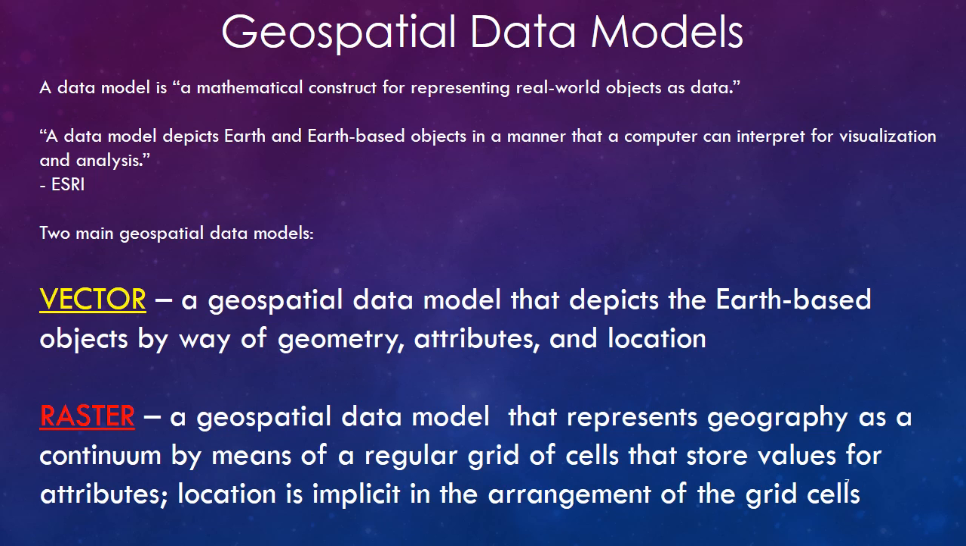The vector data model is a geospatial data model that depicts the Earth-based objects by way of three elements: geometry, attributes, and location. The raster data model is a geospatial data model that represents geography as a continuum by means of a regular grid of cells that store values for attributes. Location is implicit in the arrangement of the grid cells. Let's learn a little bit more about each of these data models, starting with the vector data model.